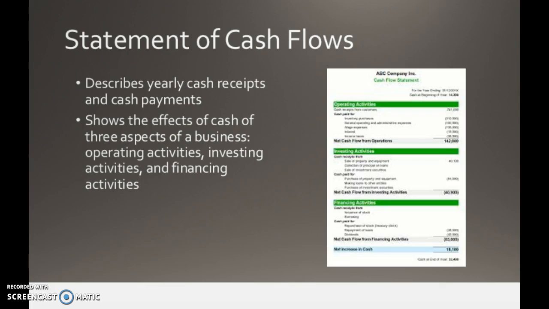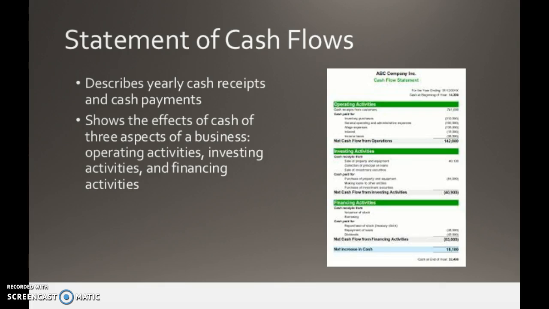The third financial statement is called a statement of cash flows, which describes yearly cash receipts and cash payments. Since it provides the most detail about how the company generates and uses cash, some investors and creditors consider it one of the most important statements of all. It shows the effects on cash of three aspects of a business: operating activities, investing activities, and financing activities.